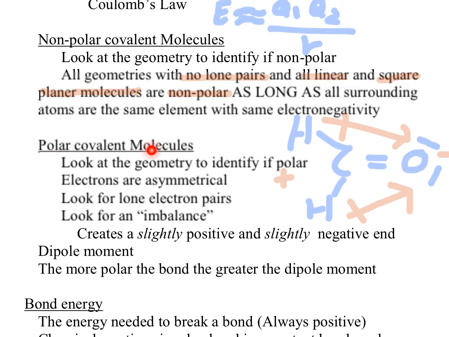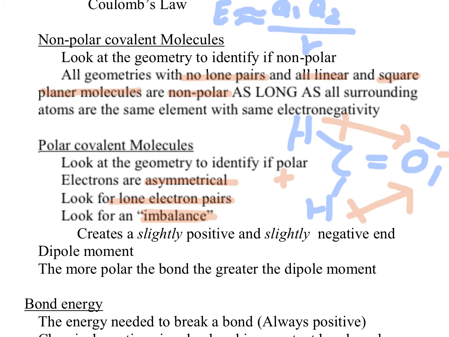So to identify our polar molecules, we need to look at their geometries. Their electrons are asymmetrical. They're not balanced. You look for lone pairs. Lone pairs aren't the deciding factor, though. Square planar has 2 lone pairs, but they're evenly balanced. It is symmetrical, so it must be asymmetrical, have lone pairs, or have a difference in electronegativities of the surrounding atoms. Okay? So look for imbalance. That's polar.